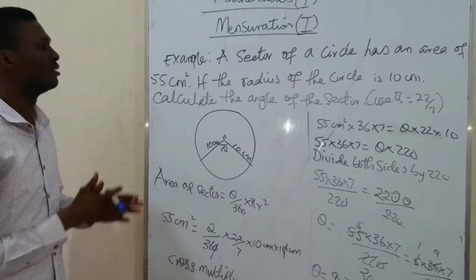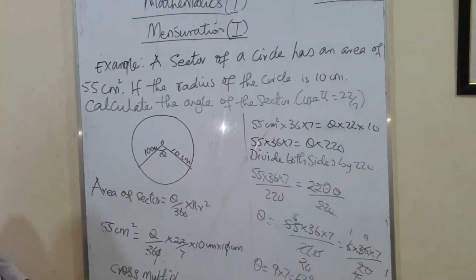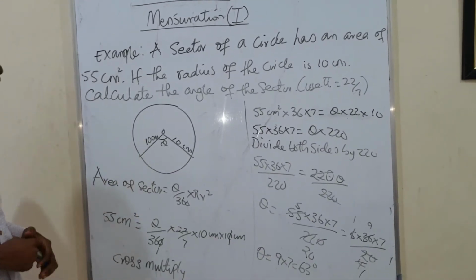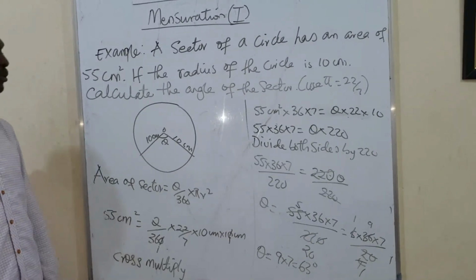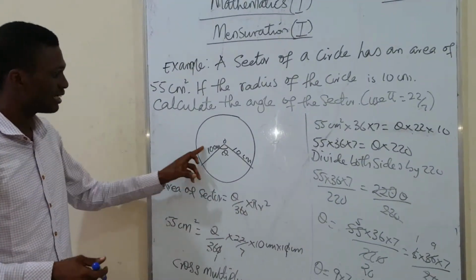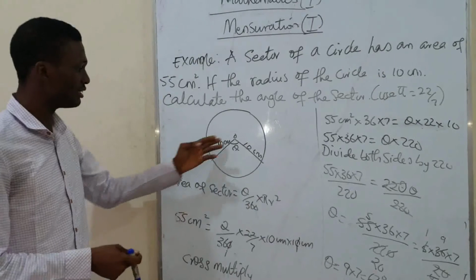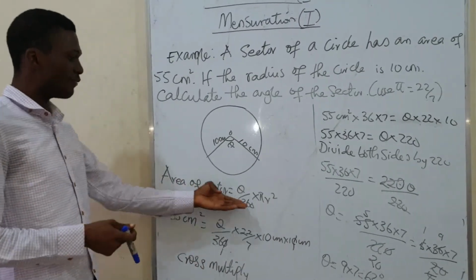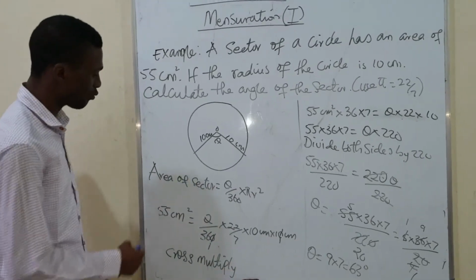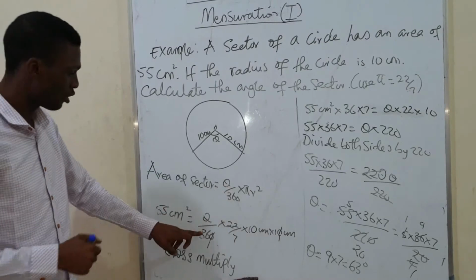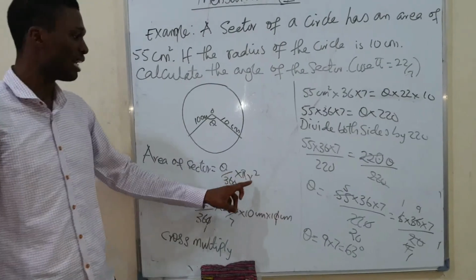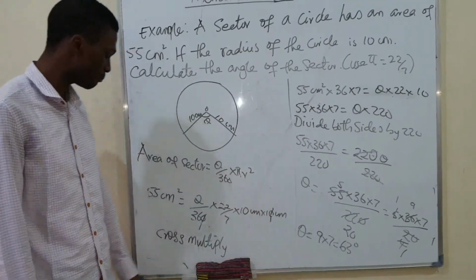Let me summarize it again. The sector of the circle has an area of 55 cm squared. If the radius of the circle is 10 cm, calculate the angle of the sector, where our pi is 22 over 7. We make our sketch; this is our angle of sector, theta, which is not given, and our radii, 10 cm each. Now these are formulas on the board, we apply the formula. The area of the sector is given as 55 cm squared equals theta, which is not given, all over 360 times pi, 22 over 7, times r squared, which is r times r, 10 cm times 10 cm.